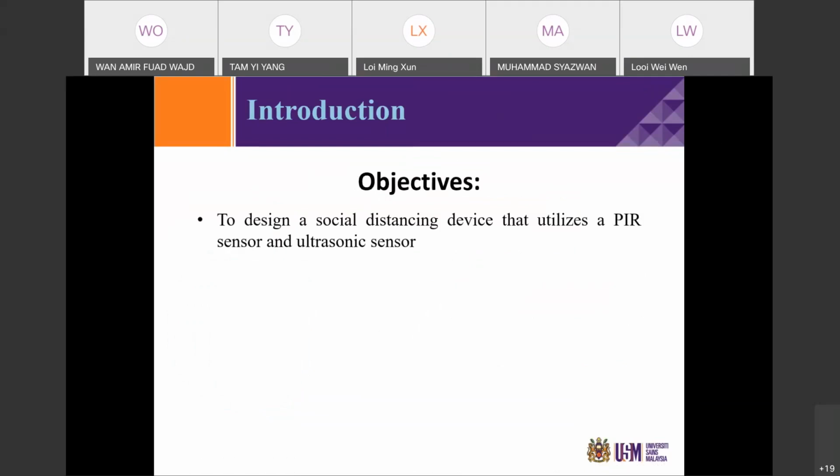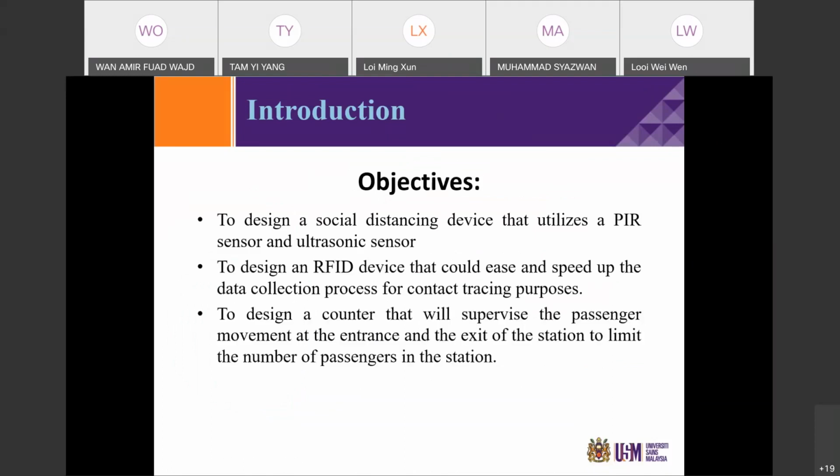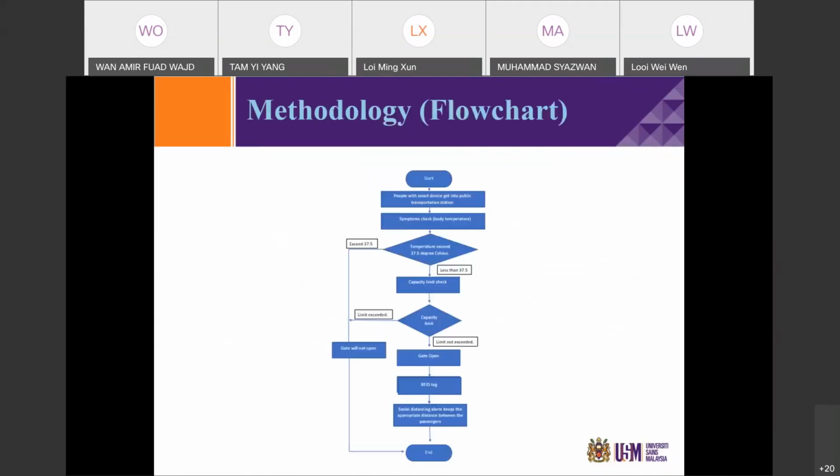So our objective is to design a social distancing device that utilizes a PIR sensor and an ultrasonic sensor, to design an RFID device that could ease and speed up the data collection for contact tracing purposes, and also to design a counter that will supervise the passenger movement at the entrance of the station to limit the number of passengers in the station. So this will be our flow chart, how our system is going to work.